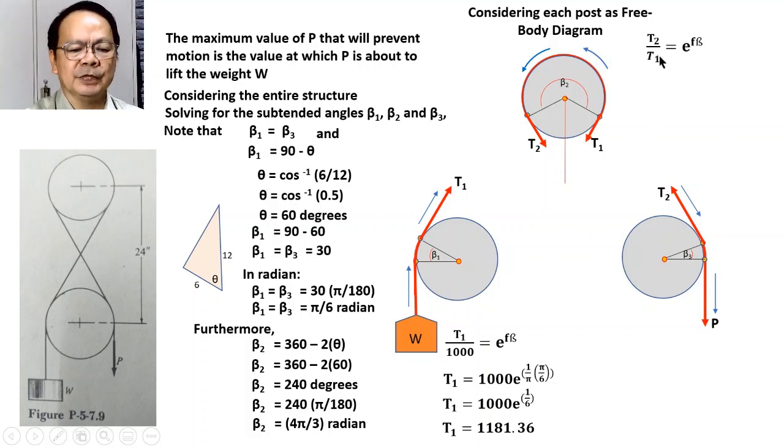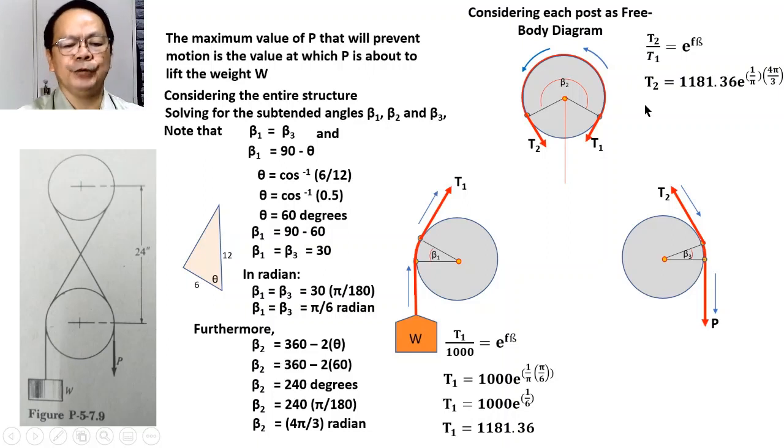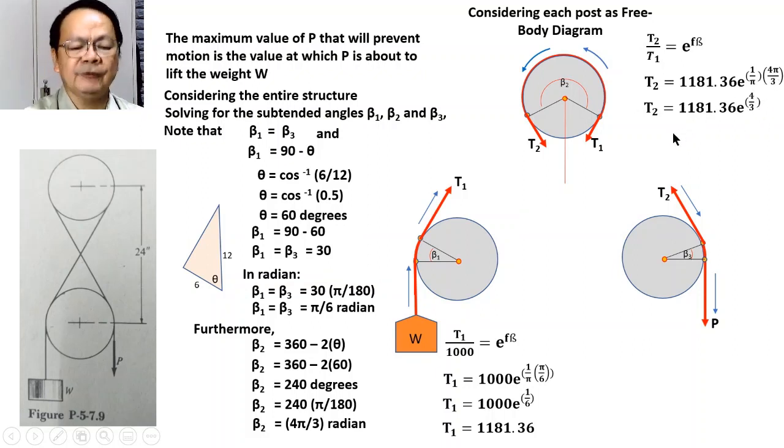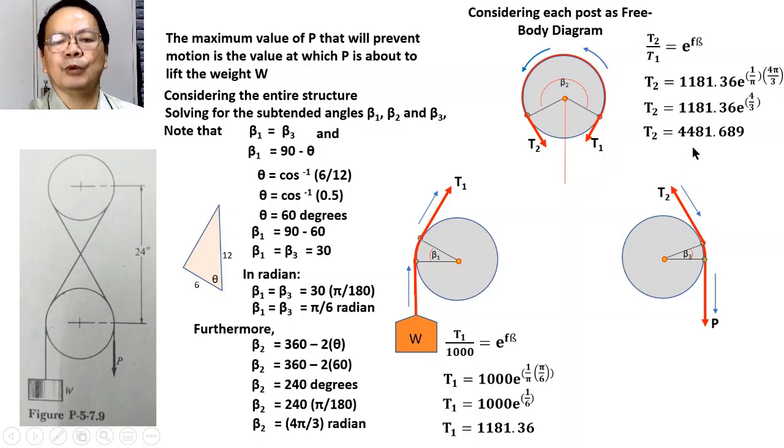That if the two shall be substituted, we already have computed for the value of T sub 1, which is 1181.36. So that this becomes T sub 2 equal to 1181.36 times e raised to 1 over pi times 4/3 pi, so that T sub 2 can be computed to be 1181.36 times e raised to 4/3, because pi here will cancel. So that simplifying, T sub 2 becomes 4481.689.